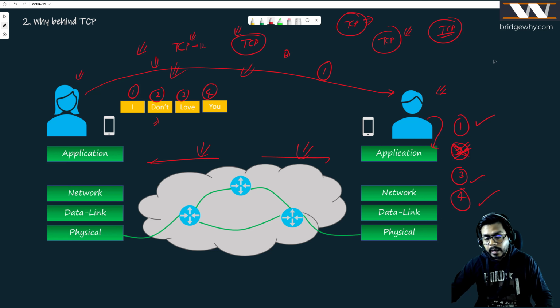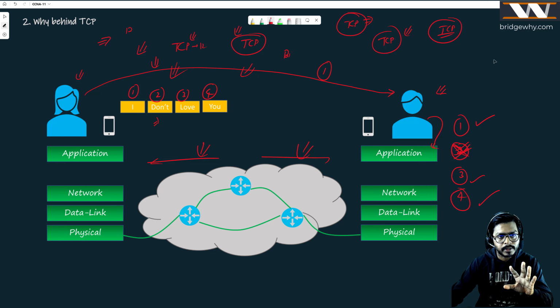And again, I am saying again and again that this TCP cannot be explained in 5, 10, 20, 30 minutes. I have taken this example of Rahul and Anjali, that why this packet is dropped. What we can do so that Mr. Rahul can know that the packet is dropped?